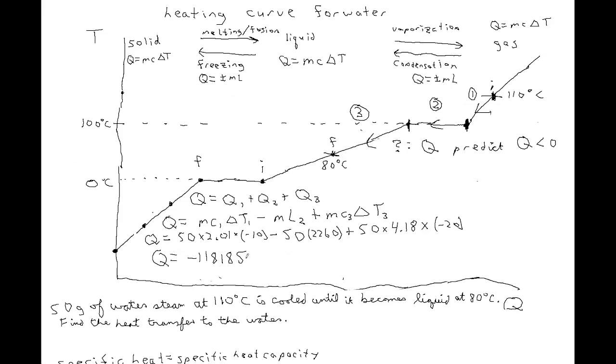I got 185. We probably rounded off a little bit differently. Joules. Good. And it matches our prediction. We were predicting it would come out negative. Notice that all 3 terms ended up being negative. This is kind of an unwieldy number, so it might make more sense to change this into kilojoules. How would you convert that into kilojoules? Divide by 1,000. So what would it be in kilojoules? 118.189.